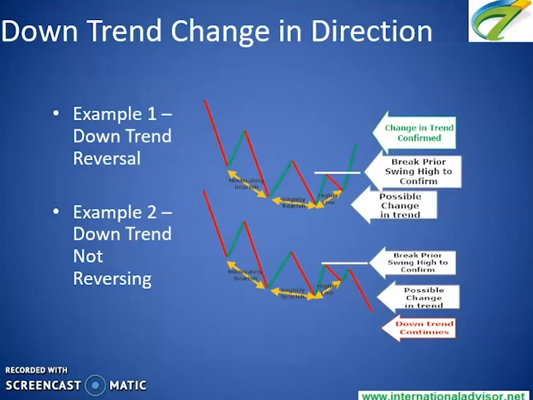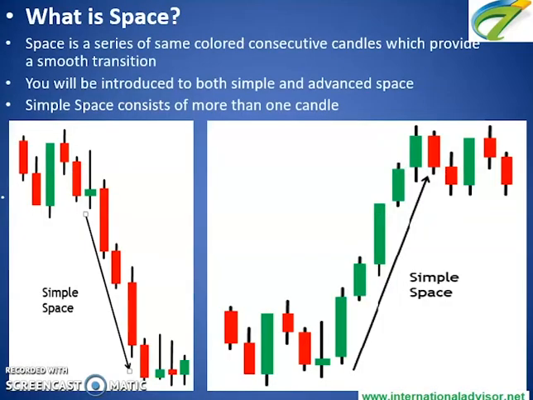So right now we are just discussing some of the basic formations, and one of the most important is the space. This is comparatively a new concept to many traders, even experienced ones. Space is a series of same colored consecutive candles which provide a smooth transition like this in the bearish one, and like this in the bullish one. This is the free space available.